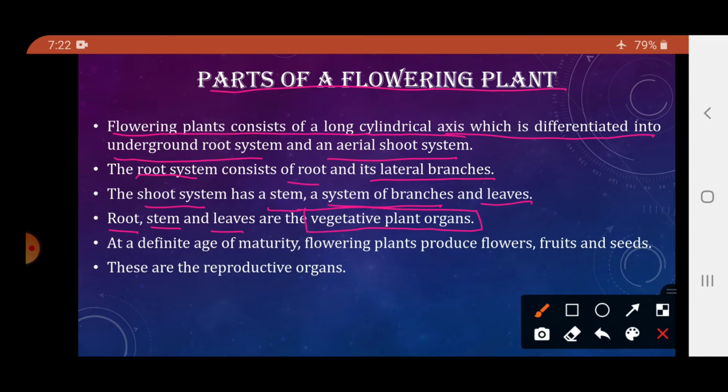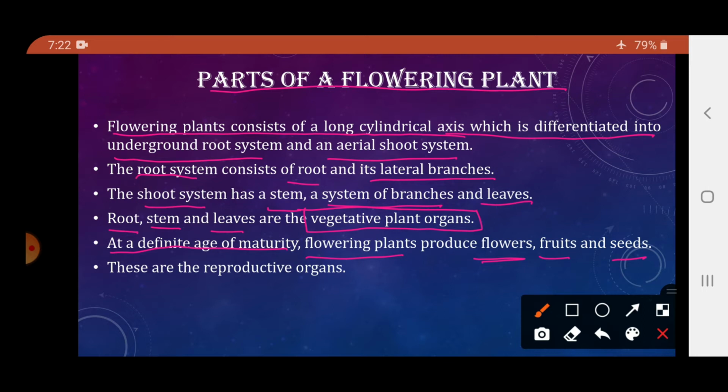Now, at a definite stage of maturity, यानी जब plants एक particular stage तक जाएंगे, when they become mature, at that time the flowering plants start the production of flowers, fruits and seeds. So after a certain period, at a certain age of maturity, the flowering plant will start the production of flowers, fruits and seeds.